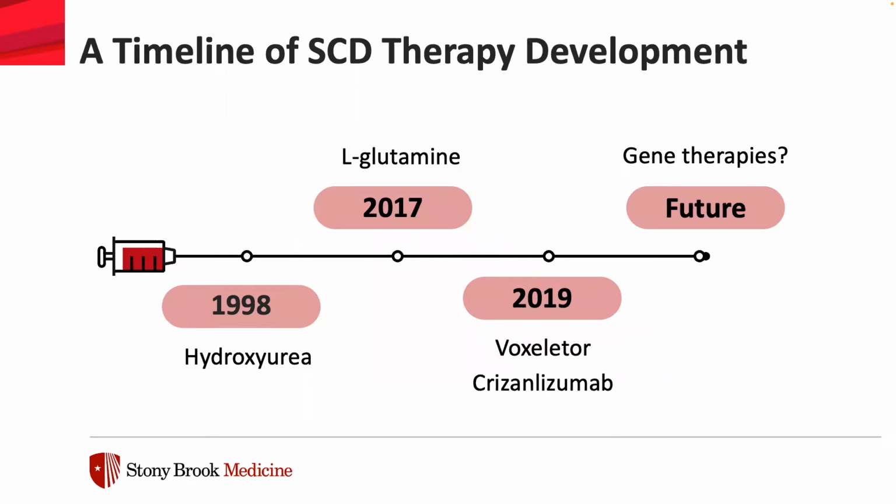So hydroxyurea is the oldest drug we have for sickle cell disease. It was FDA approved for sickle cell disease in 1998, and it was the only drug that was really used to help manage the disease state for about two decades up until 2017 when L-glutamine was FDA approved. And then soon after in 2019, we had voxelotor and crizanlizumab be approved. And in the future, we might even expect some gene therapies that are currently being studied to try to help either treat or even cure the disease state.